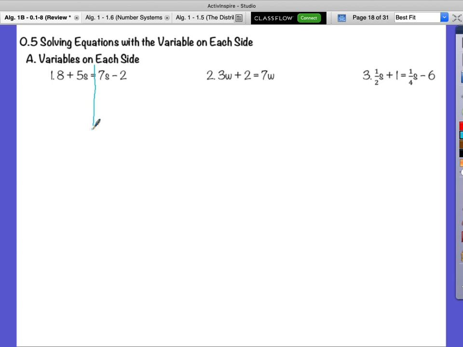Now, typically, these are both positive right now, right? So in order to move either or both of them, we have to subtract, wouldn't we?